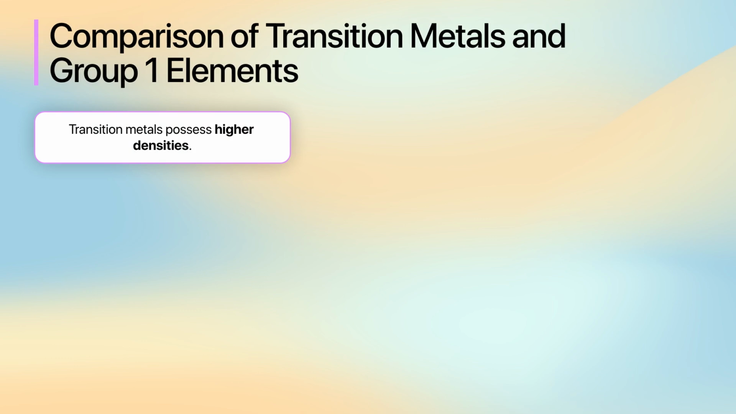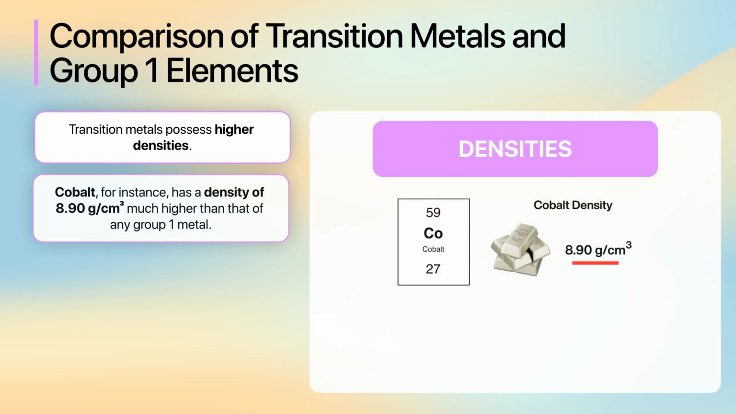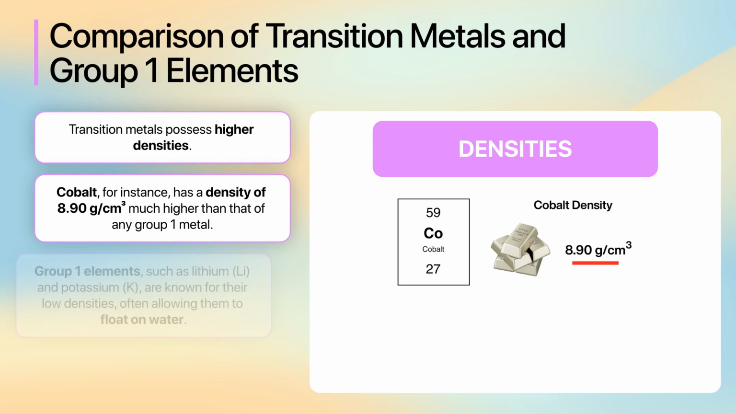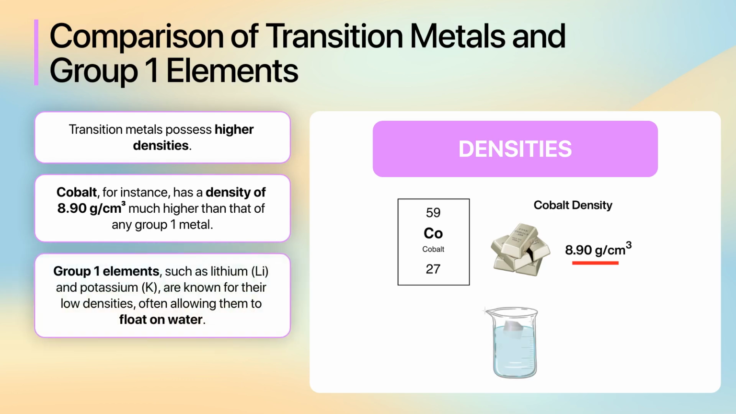Transition metals possess higher densities. Cobalt, for instance, has a density of 8.90 grams per centimeter cubed, much higher than that of any Group 1 metal. Group 1 elements, such as lithium and potassium, are known for their low densities, often allowing them to float on water.